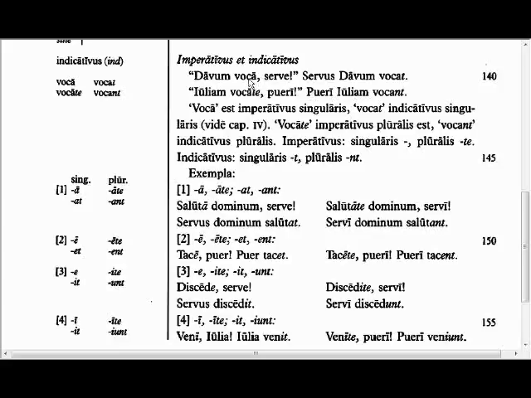Voca, singular, one person. Vocate, plural, more than one. Voca is imperative singular. Vocat is indicative singular. The difference between indicative and imperative: indicative is just saying the way things are. Imperative is commanding. Carefully study the rest of this, and I'll see you in the exercises.